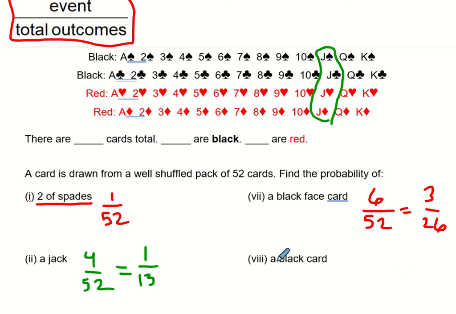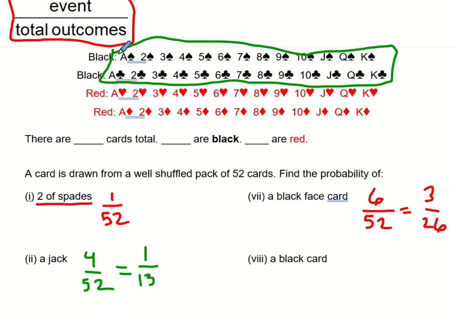Okay, and then a black card. Well, how many black cards are there? Well, there are this many. Now you could kind of save some time. You know that half of the cards are black, so then the probability would be half. But you could count all these black cards, which is 26. So there's 26 black cards out of a total of 52, which does reduce to 1/2. So half of the cards are black cards, so there's a 50% chance of getting a black card.